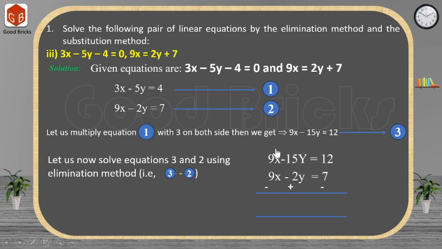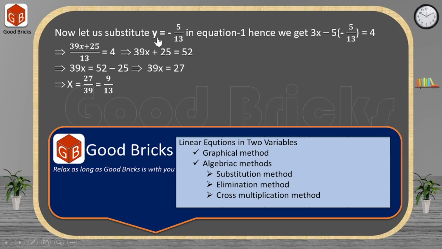Now when you change the symbols, 9x minus 9x gets cancelled, so we have eliminated the x term, and finally we are left with the y term. So minus 15y plus 2y will give you minus 13y is equal to 5. From this you can get y is equal to minus 5 by 13, and let us substitute this y is equal to minus 5 by 13 in equation 1. So that is what we are going to do.